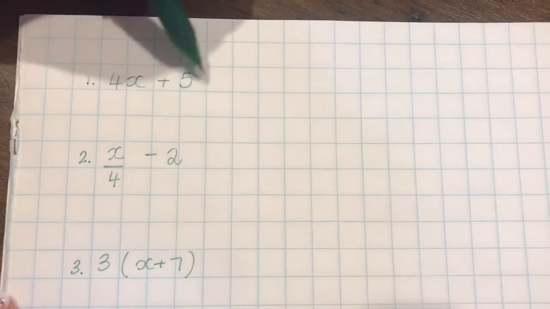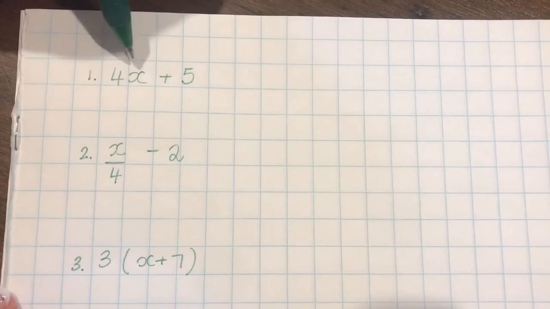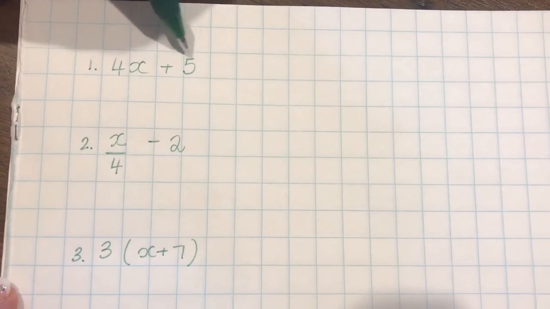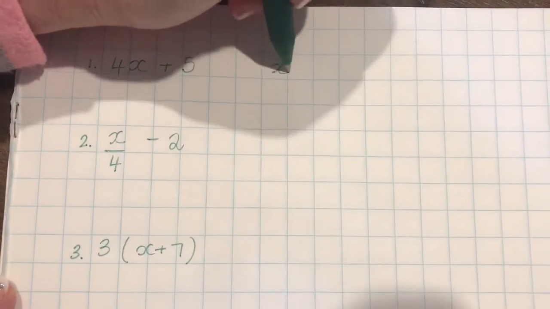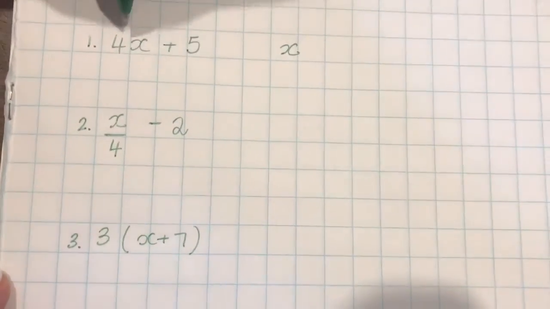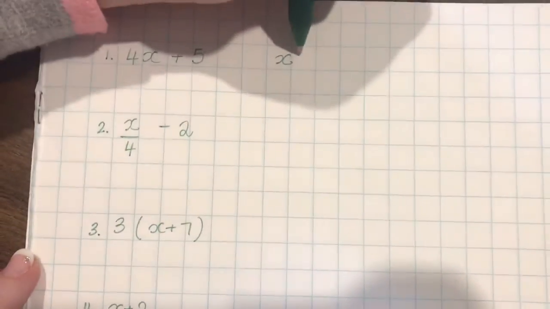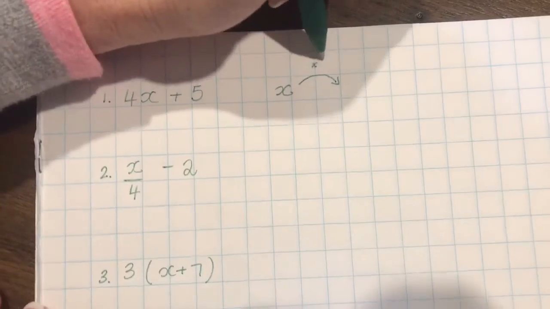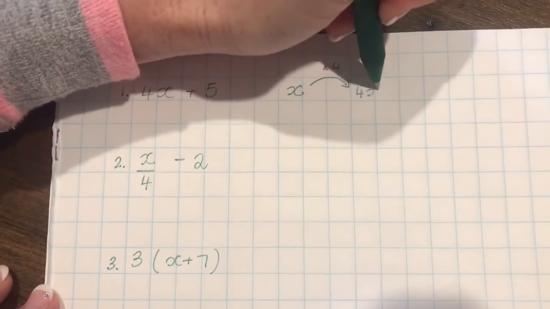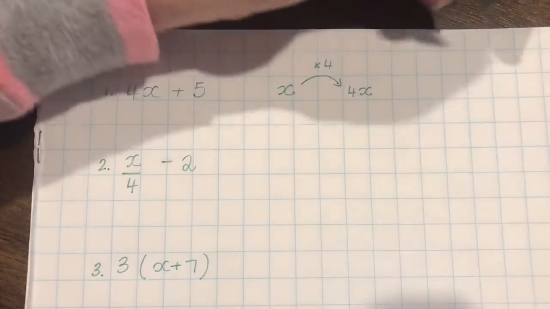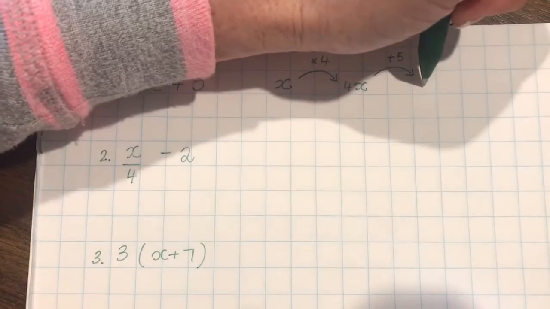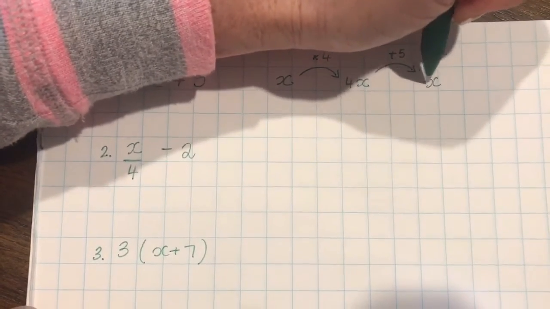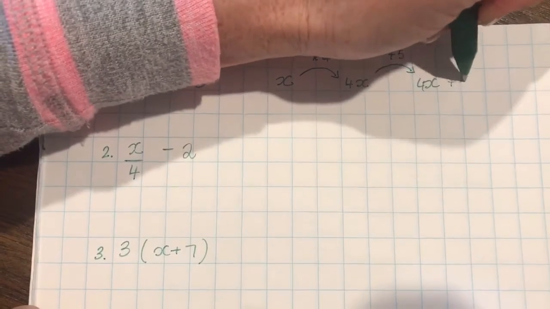All right, so if we have a look at this expression here, what we want to do is work out what's been done to x and in what order. So we always start with x. So when we look at what's been done to x, we have multiplied x by 4, and that's given us 4x. Once we've got 4 times x, we've then added 5, so that we've got the expression 4x plus 5.